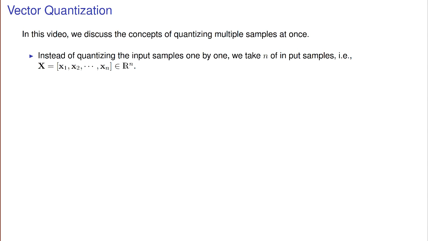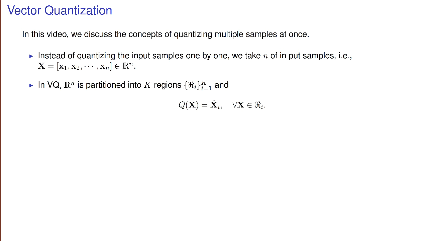So basically, instead of one sample by one sample quantization, we take, let's say, n samples, n inputs together, and we form a vector. So we'll have vector x, which has a first component, a second component, up to the n-th component. So we'll have an n-tuple, and then depending on where this vector is in the n-dimensional space, we quantize it. So instead of partitioning the real line, we partition the n-dimensional space into k regions.